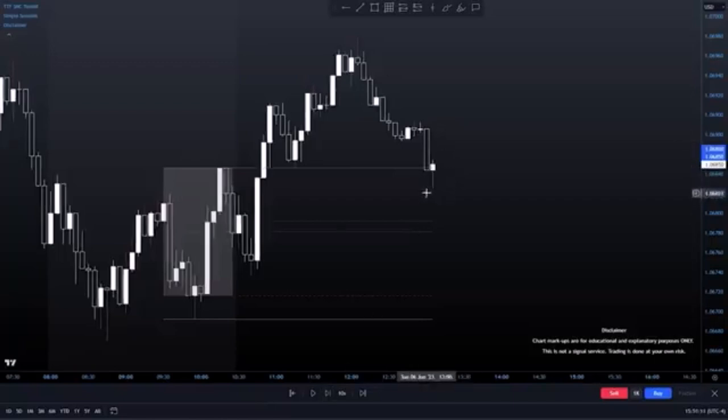Here we go. This is exactly what we're looking for. Price confirmed its bias by exiting the DR range. It retraced to the DR range. It gave us a Wyckoff accumulation in the form of a spring, and we're looking to go long here.